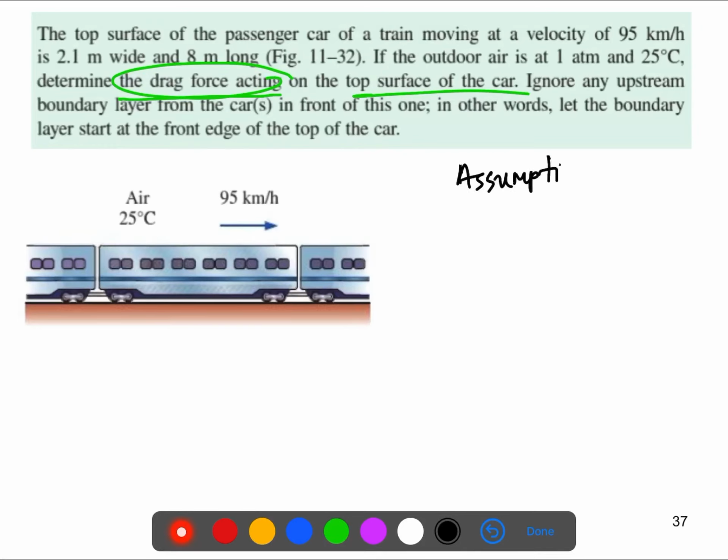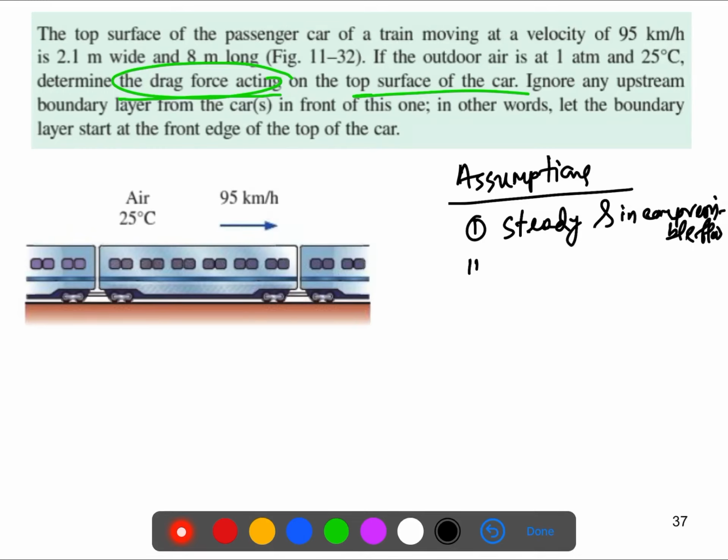For this problem, the assumptions are just as usual. We will say this is a steady and incompressible flow. This is our first assumption. In this case, we assume that the critical Reynolds number is 5 into 10 to the power 5. So this is our assumption. Maybe you can just ignore this repetition.